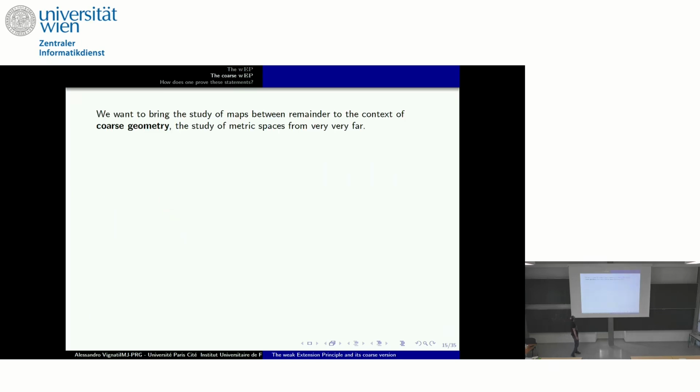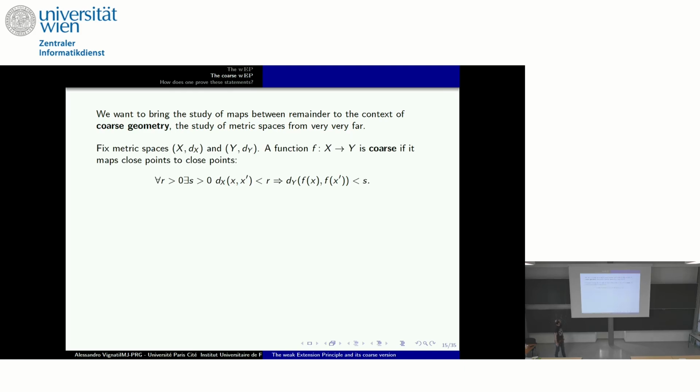So first I would need to give a very, very quick introduction of what coarse geometry is. This is the study of metric spaces from very, very far away. I'm saying that a function between two metric spaces is coarse if it maps close points to close points. You can unravel the formula, but what I'm basically saying is that if I have two parallel lines in the domain, they cannot go to two non-parallel lines, okay?